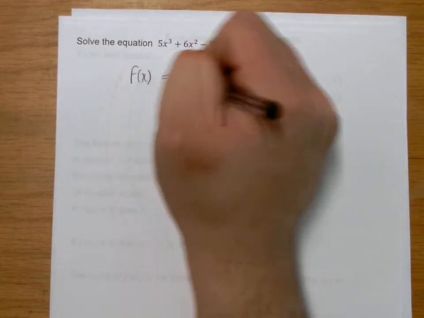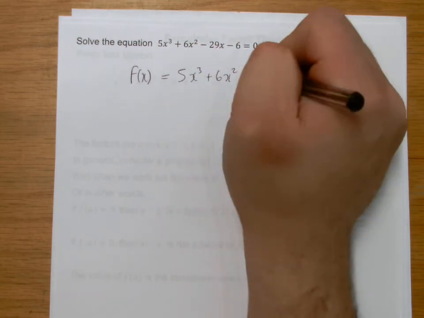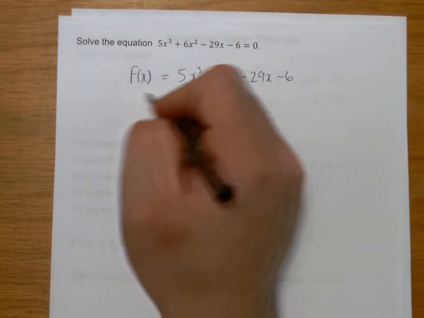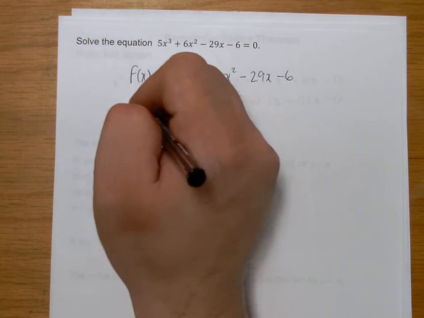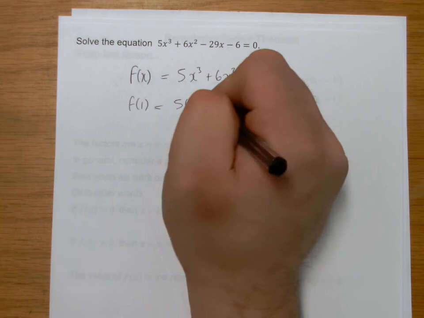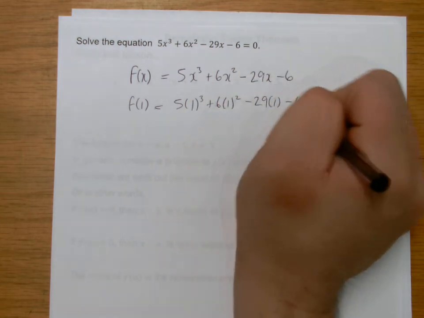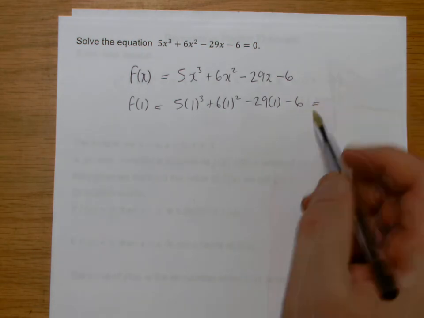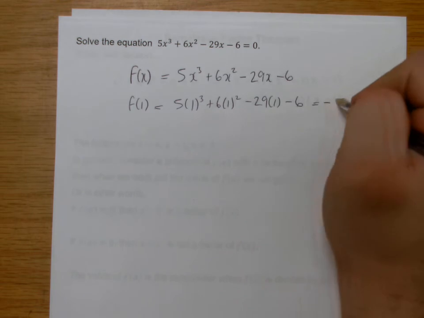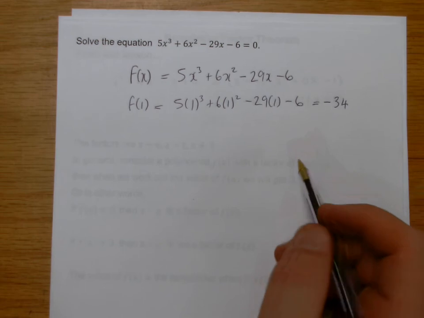So first of all, let f of x equal 5x cubed plus 6x squared minus 29x minus 6. Then we're going to find a factor. Let's start off with 1 and see if that works. So 5 times 1 cubed plus 6 times 1 squared minus 29 times 1 minus 6. If I work that out, that will be minus 34, I think. So that's no good at all.